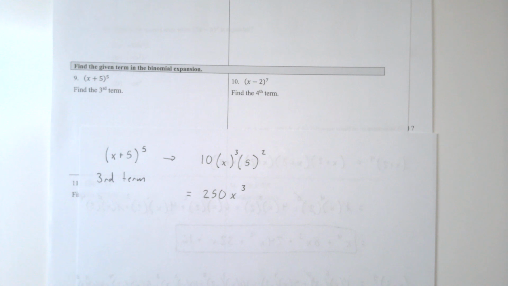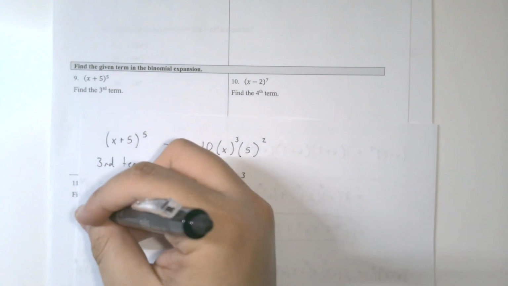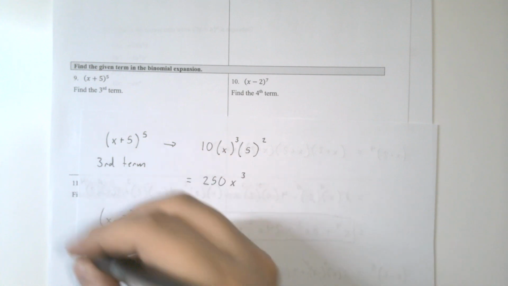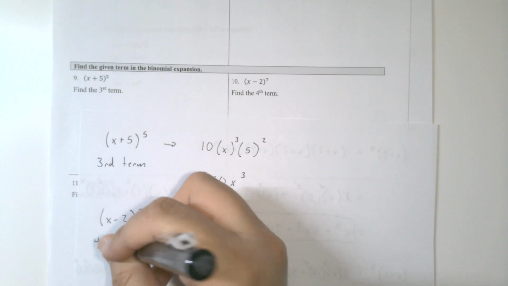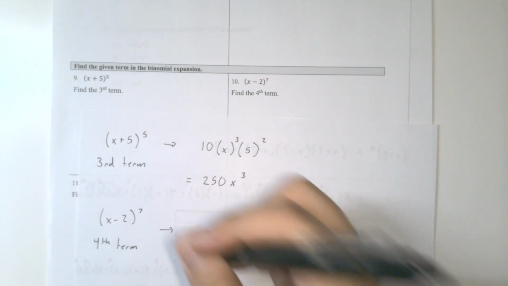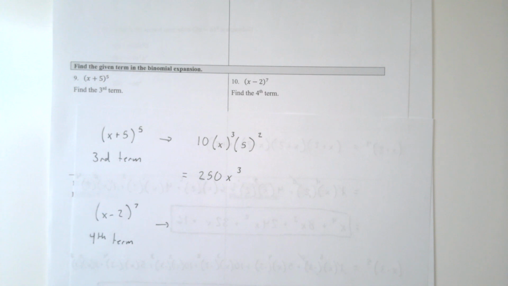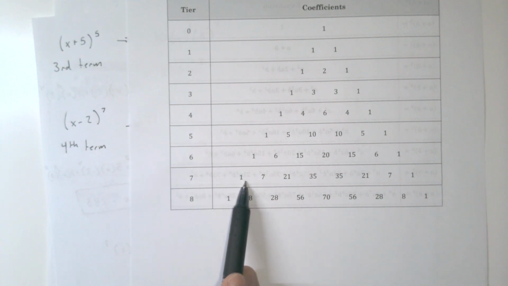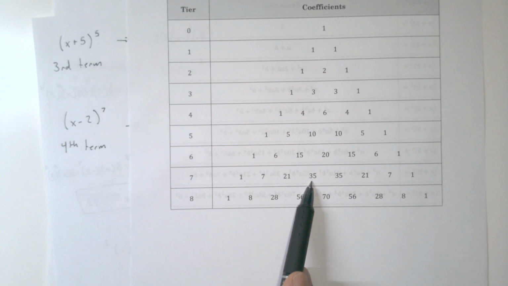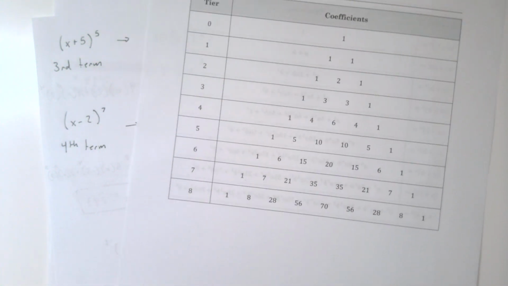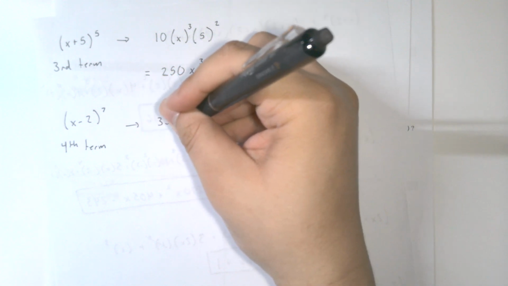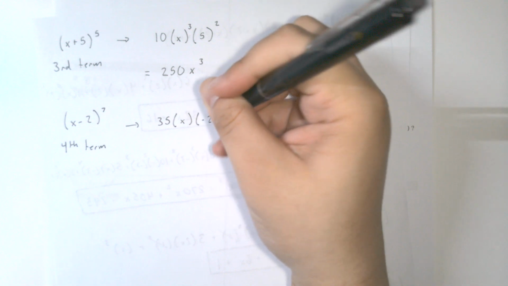All right. What about x minus 2 to the seventh power? We want to find the fourth term. So for the fourth term, first we have to identify what our coefficients are. So we look at tier 7, and since we want the fourth term, we have first, second, third, fourth term. So our coefficient here is going to be 35. We have 35 times x times negative 2.